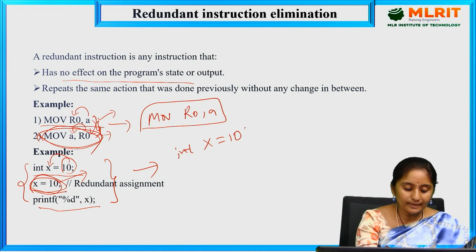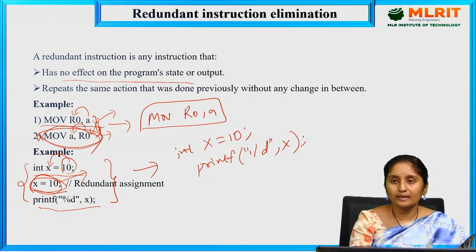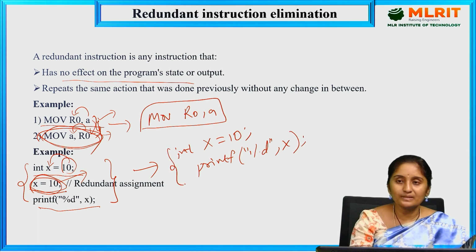int x equal to 10, printf "%d", x. So these are the two statements I am getting. With these two statements, the program is going to be executed.